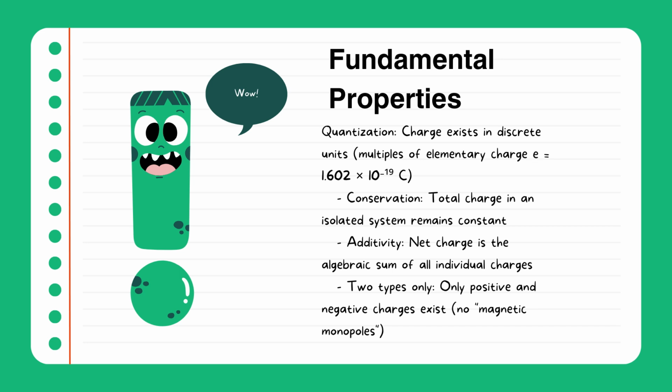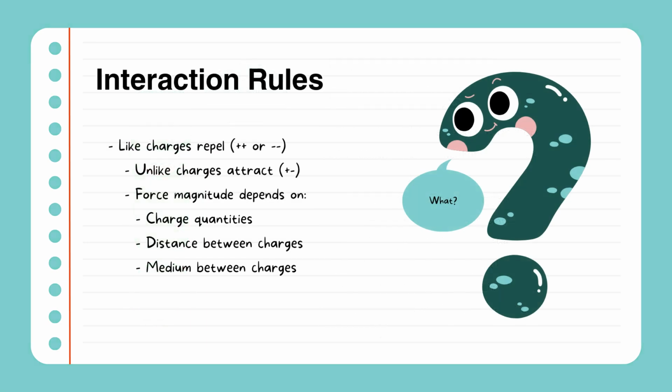C. Conservation. Total charge in an isolated system remains constant. Additivity. Net charge is the algebraic sum of all individual charges. Two types only, positive and negative charges exist, no magnetic monopoles. 3. Interaction rules. Like charges repel, plus or minus. Unlike charges attract, plus and minus. Force magnitude depends on charge quantities, distance between charges, and the medium between charges.